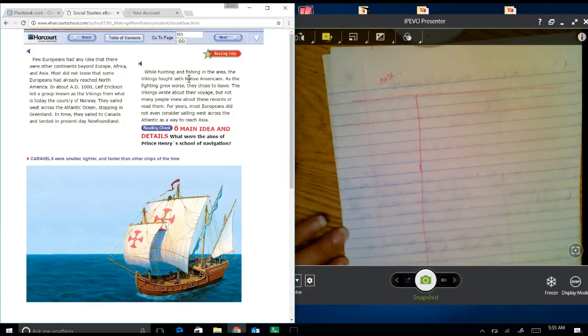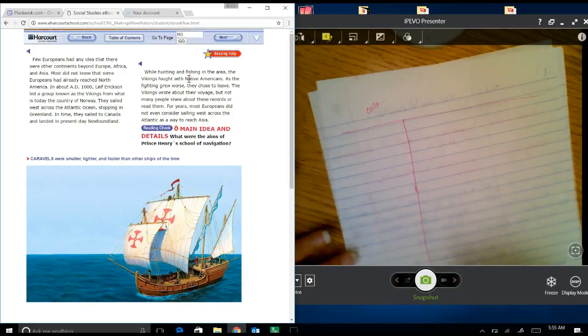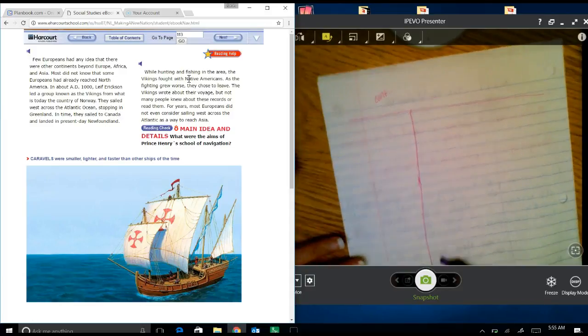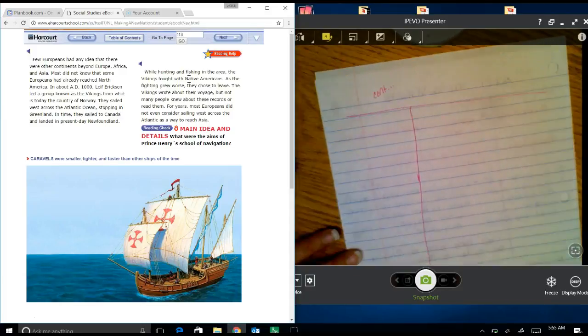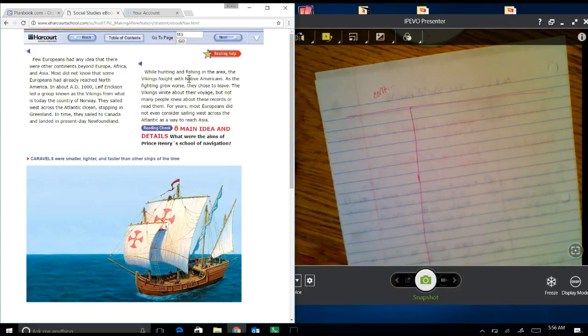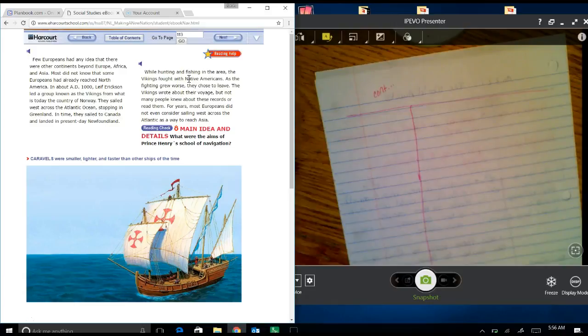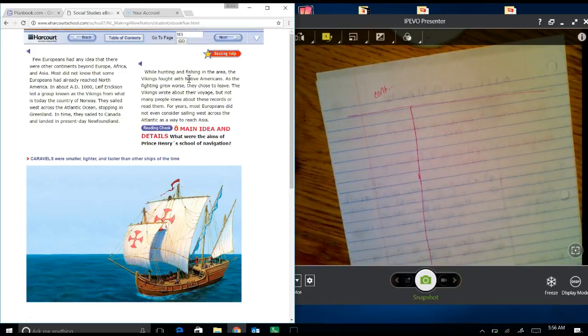Few Europeans had any idea that there were other continents beyond Europe, Africa, and Asia. I think that's a pretty interesting little fact. Okay. Most did not know that some Europeans had already reached North America. In AD 1000, Leif Erikson led a group known as the Vikings from what is today the country of Norway. They sailed west across the Atlantic Ocean, stopping in Greenland. In time, they sailed to Canada and landed in present-day Newfoundland.